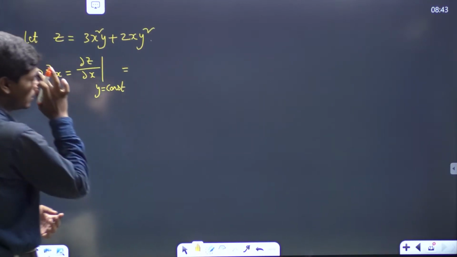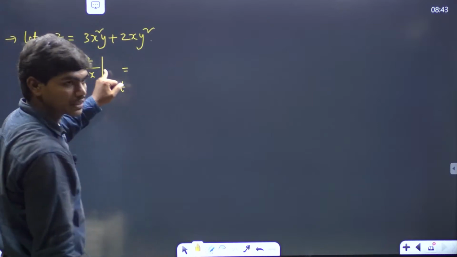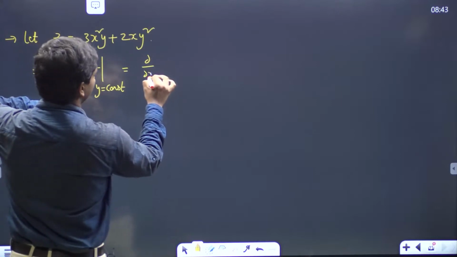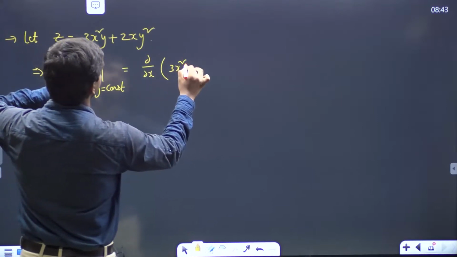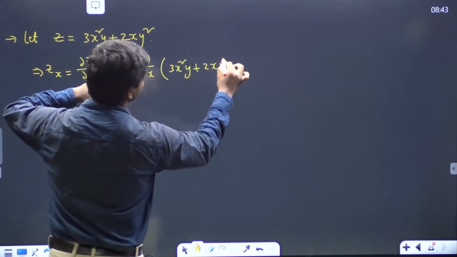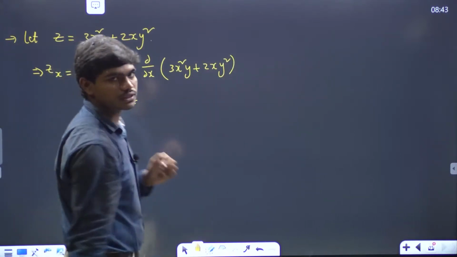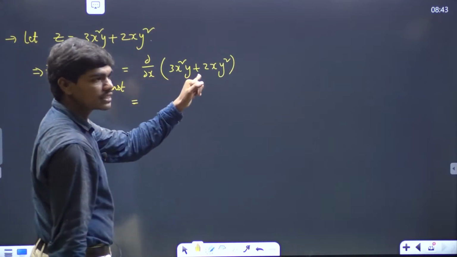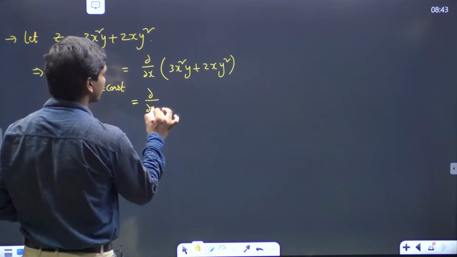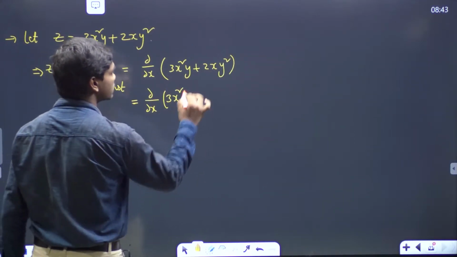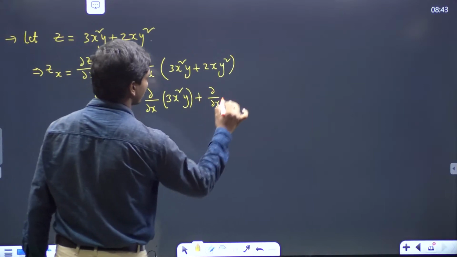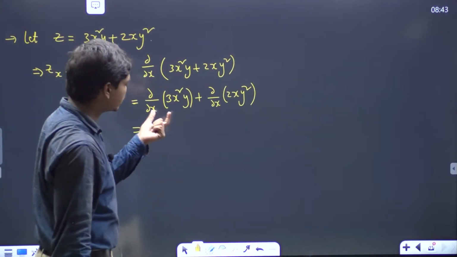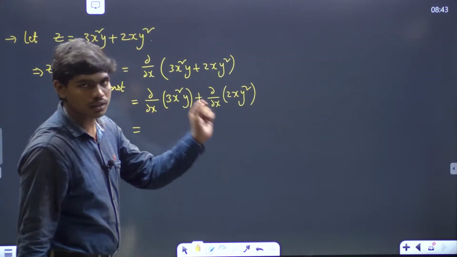If this is the case, see here, if you differentiate this function with respect to x partially, dou by dou x of z, that is 3x square y plus 2x y square. For those who are not familiar with partial differentiation, I am giving a basic idea. You can split the differentiation at this point: dou by dou x of 3x square y plus dou by dou x of 2x y square. When you are differentiating with respect to x, you should treat all other variables as constants.